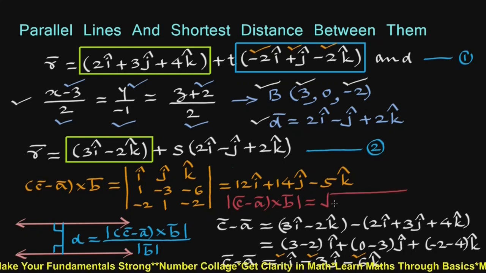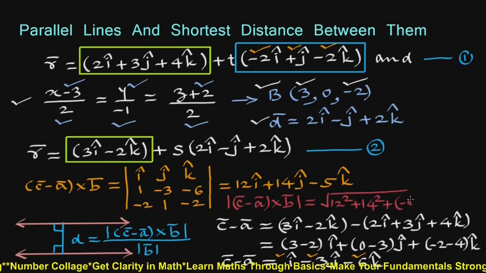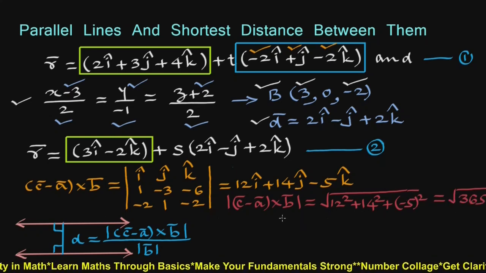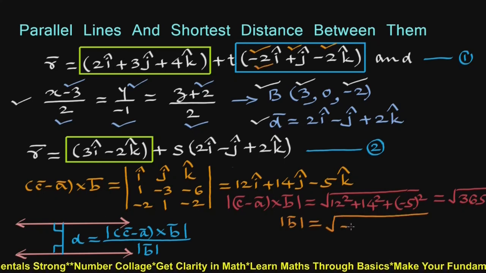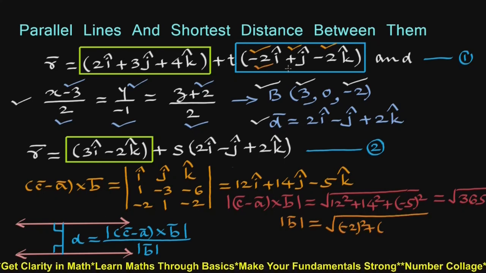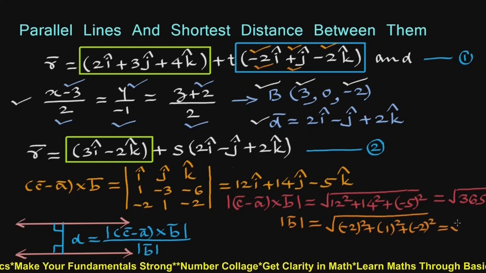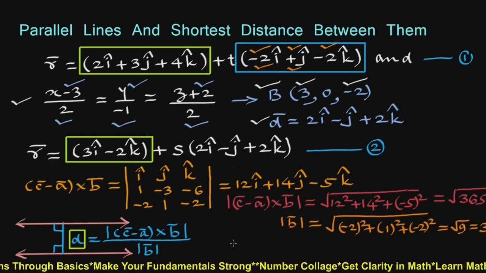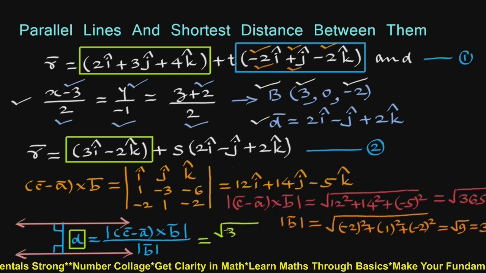is square root of 12 squared plus 14 squared plus (-5) squared, square root of 365, and mod b bar is square root of (-2) squared plus 1 squared plus (-2) squared, square root of 9, which is 3. So the shortest distance between these parallel lines will be square root of 365 upon 3.